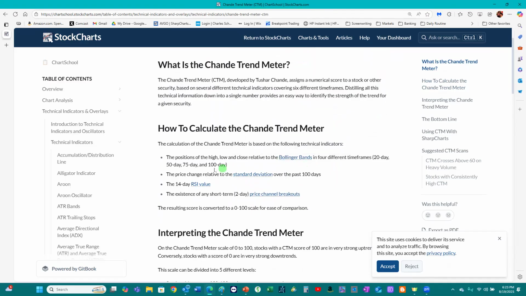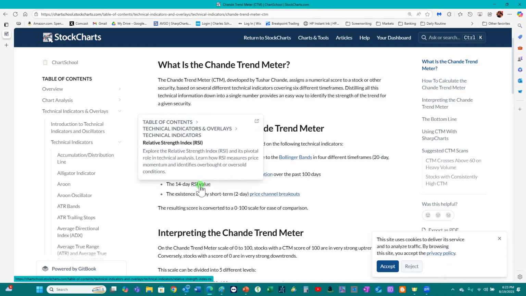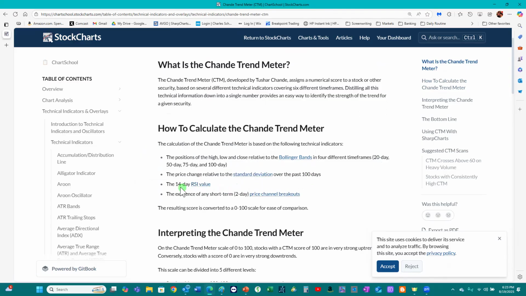So what is this made up of? Positions of the high, low, and close relative to the Bollinger Bands that we just talked about in 4 different time frames: 20-day, which I showed you, the 50-day, 75-day, I like to use the 65, and the 100-day. So that's one of the components of this trend meter. The next component is the price change relative to the standard deviation over the past 100 days. So how does the price change based on the standard deviation over 100 days? The next one is the regular RSI value, which I've covered here before. So relative strength shows you the relative strength based on the last 14 days.